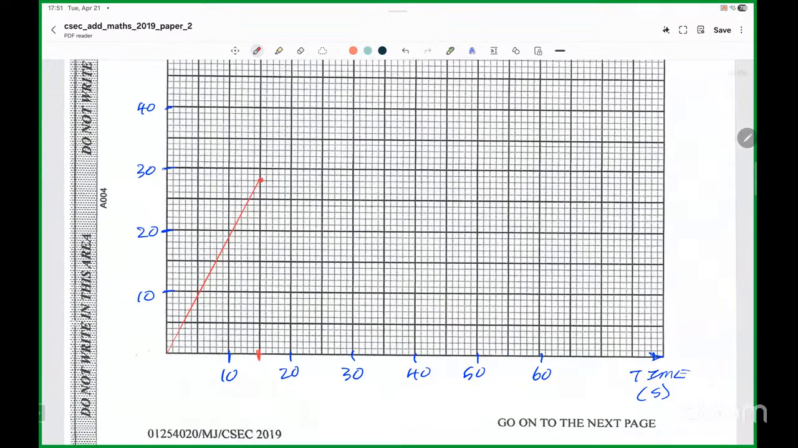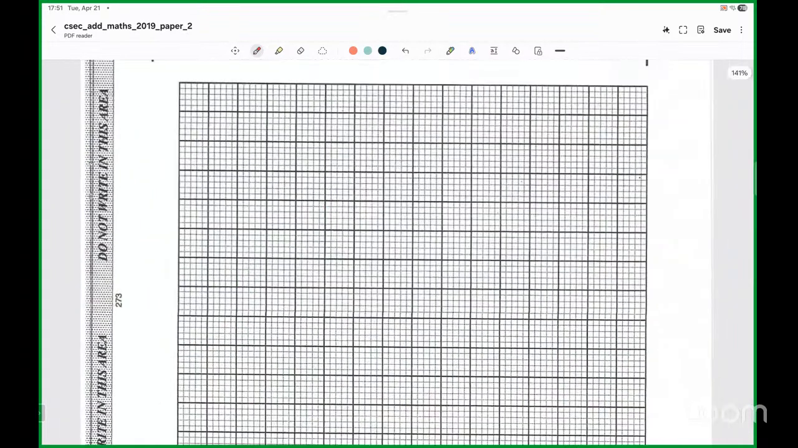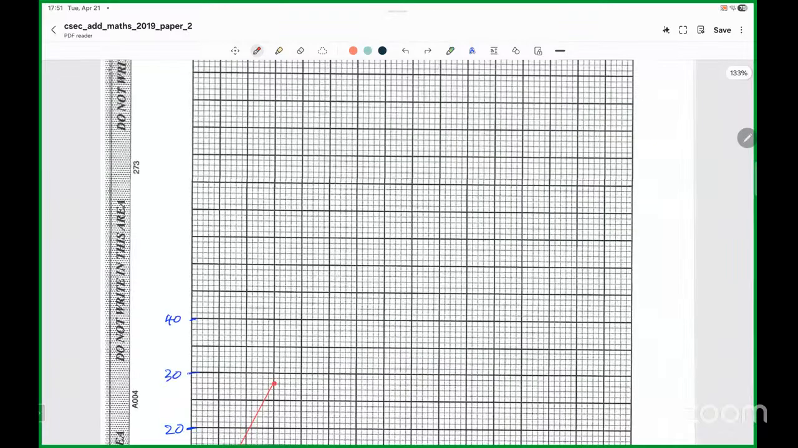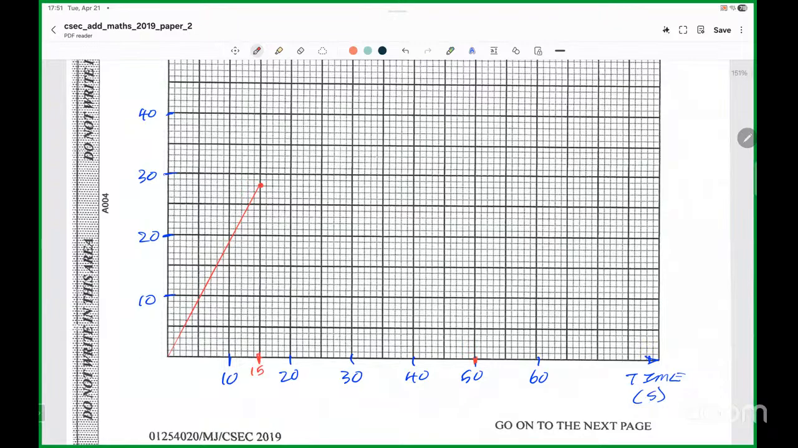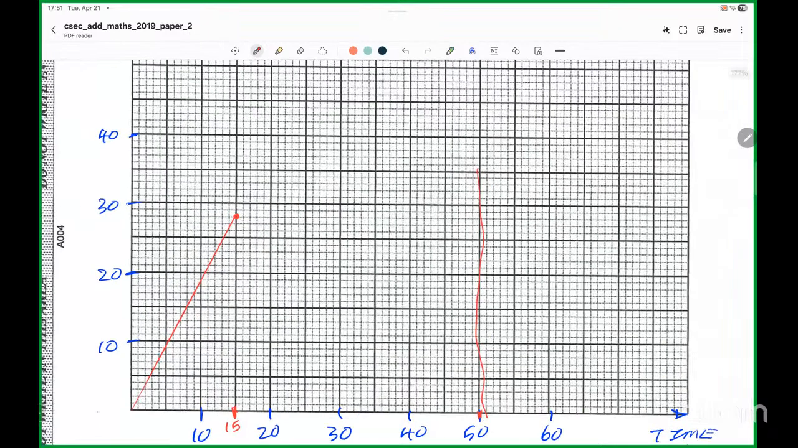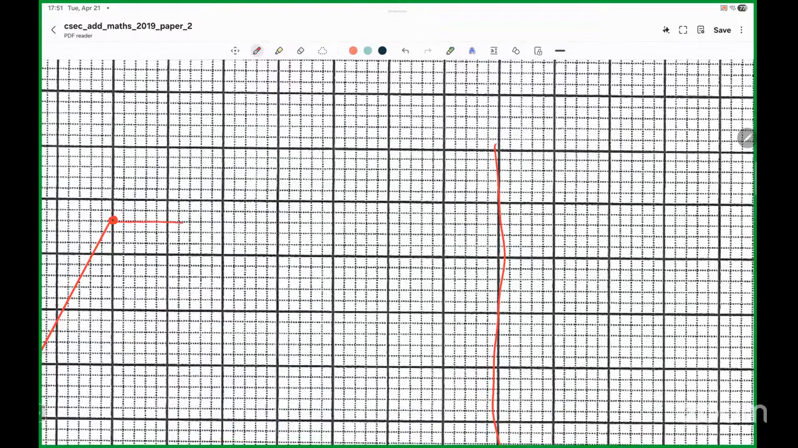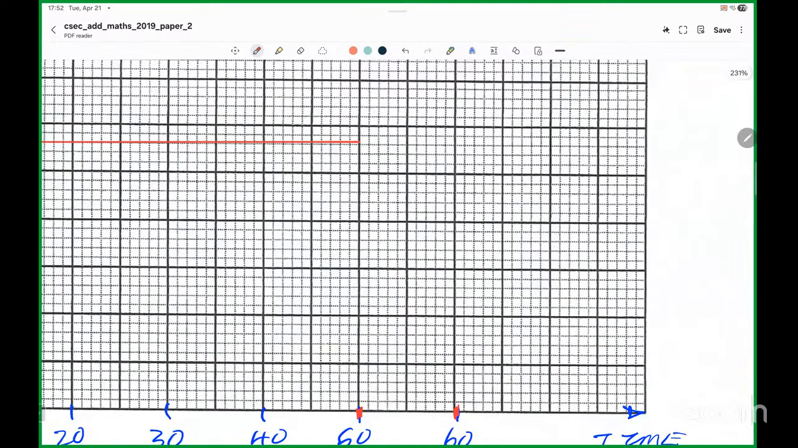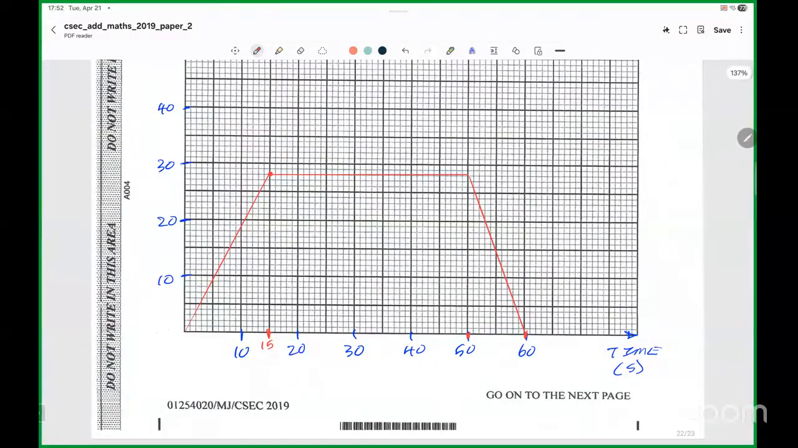Then it held that speed. This is 15. It held that speed until we got over to 50, as it was 35 seconds. So we hold that speed until we reach over to 50. This line is 50, so coming straight across here. And then it decelerates down to reach 60 right here, 10 more seconds, so a straight line down here. That is your speed time graph.